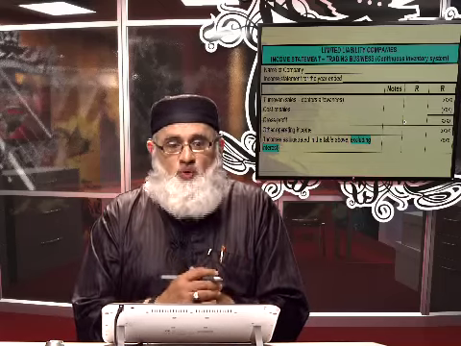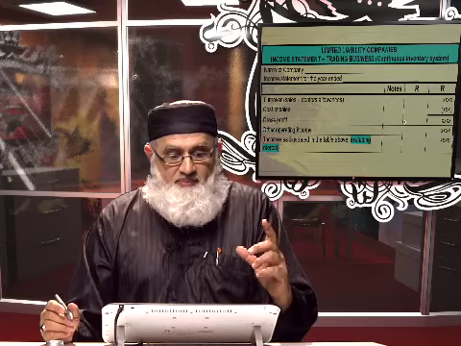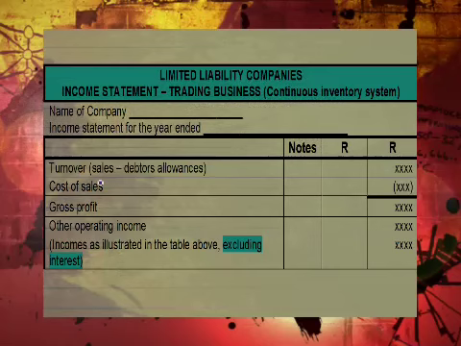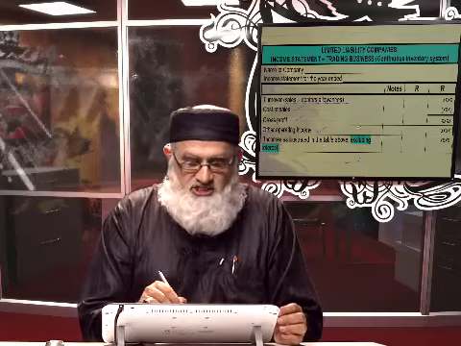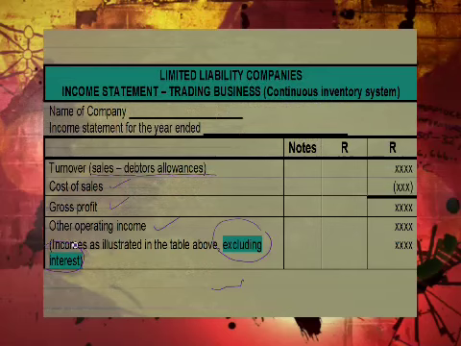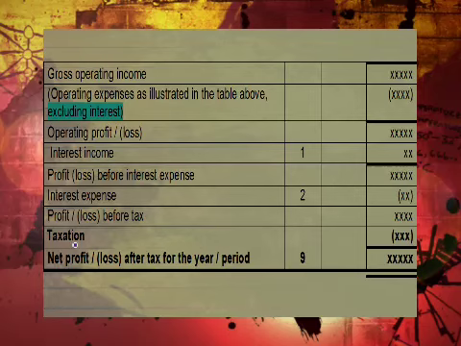Now, this is what your income statement looks like. Remember, you start off with your turnover, which is what? Sales minus debtors' allowances. Okay? Then you bring in your cost of sales, which gives you gross profit. You bring in other operating incomes. We've dealt with these already. Now remember, very important, excluding interest. Gross operating income, you have your operating expenses excluding your interest. You then have your operating profit.